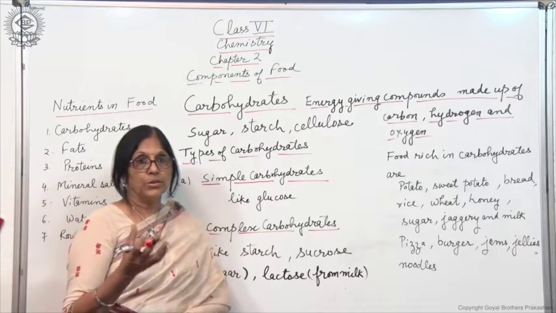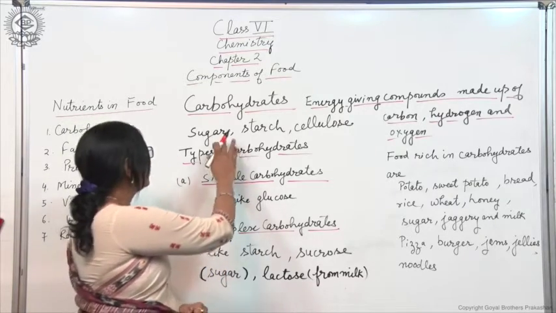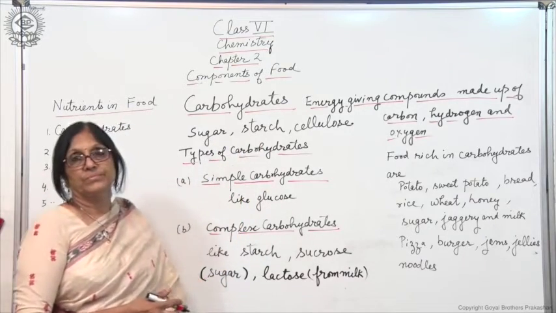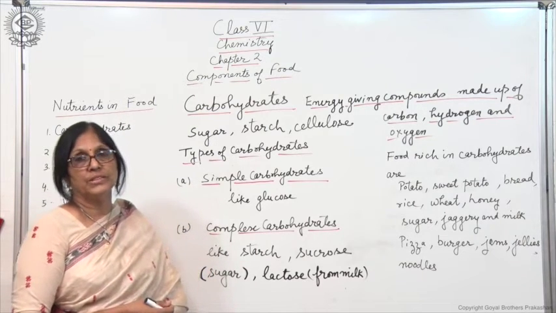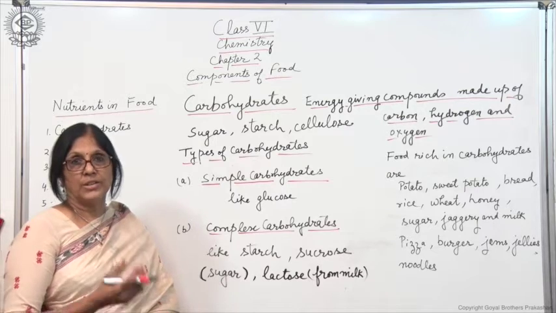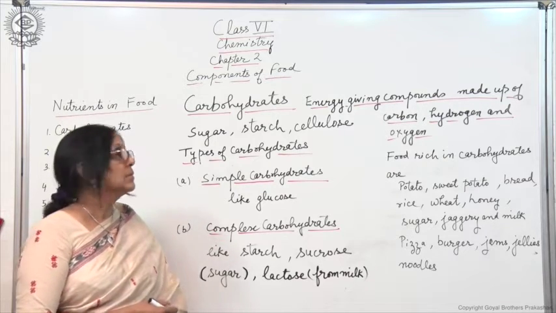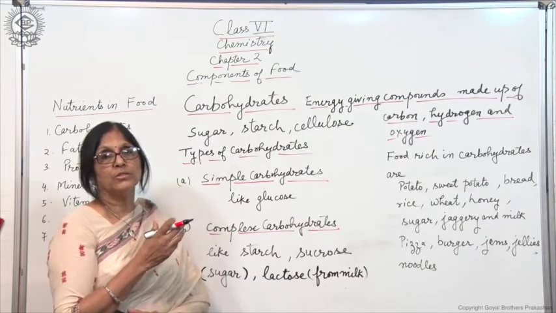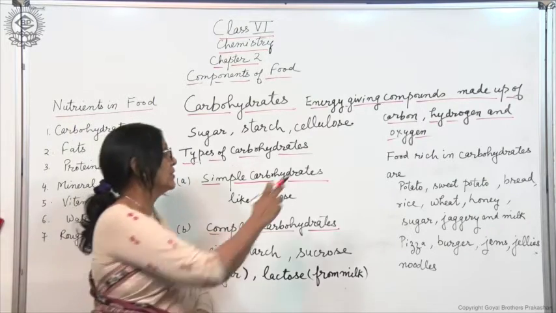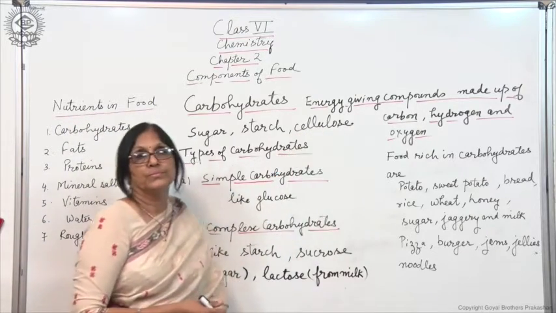Now our human body can digest sugar and starch and convert them into simpler forms like glucose, which after digestion can be absorbed by the blood to give energy. But our human body is not capable of digesting cellulose.